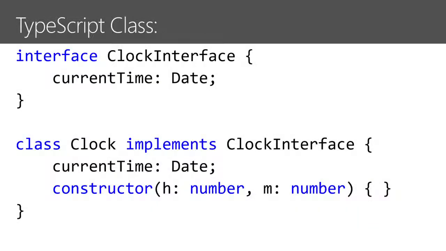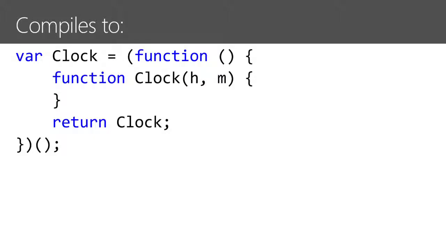Finally, classes. So again, we can use our interfaces to define the shape or structure of a class. And here we just see our clock interface, which simply has a property with a date. So we can use that to define our class. Notice the constructor keyword as well. So we'll see what that does when we compile down to JavaScript. As you can see there, we've just got a JavaScript function there. We've got a constructor in that. Actually, if I just go back.